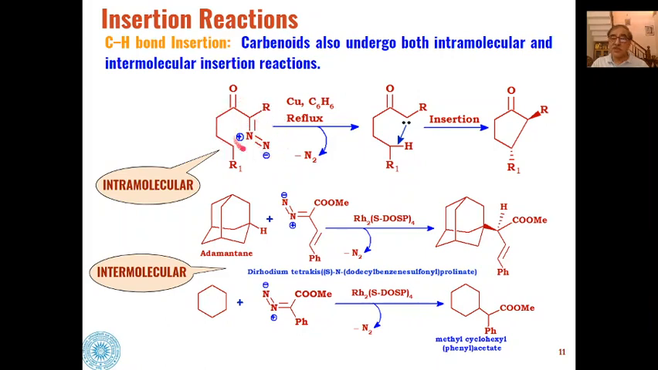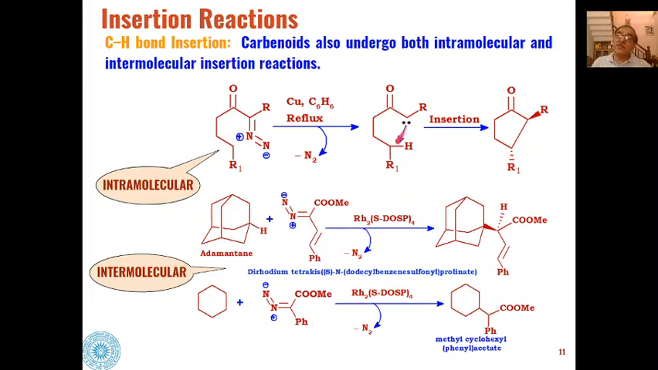This is a diazo compound you can see over here, and when this will be refluxed with copper in benzene, we know a molecule of nitrogen will be eliminated and carbene will be formed at this place. And this carbene can undergo an insertion reaction at this carbon hydrogen bond, and we will get these types of cyclopentane derivatives as the product.